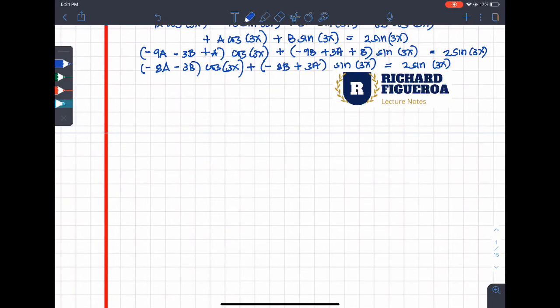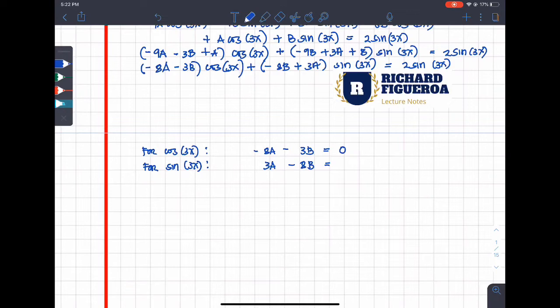Okay, so once we were able to simplify it, we're just going to equate for those terms that involve cosine 3x. On the left-hand side, that is negative 8a minus 3b. And then we don't have cosine on the right-hand side, so that would make it zero. And then for those that involve sine 3x, I'll start with a, so 3a, and then minus 8b. We have the coefficient of sine 3x, which is 2. So that would be equal to 2.